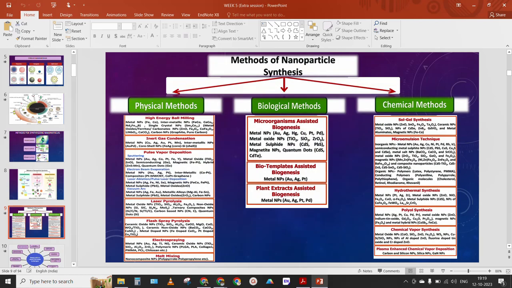Then these are some examples of nanoparticle synthesis through various methods. In physical methods: high energy ball milling, inert gas condensation, pulse vapor deposition, laser pyrolysis, flash spray pyrolysis, electrospraying and melt mixing.